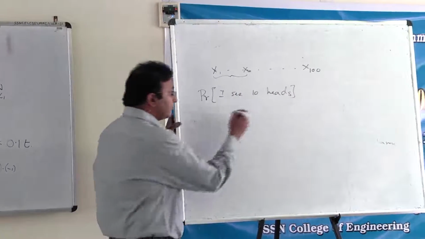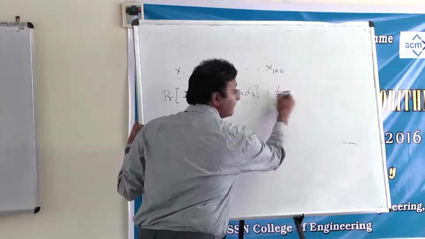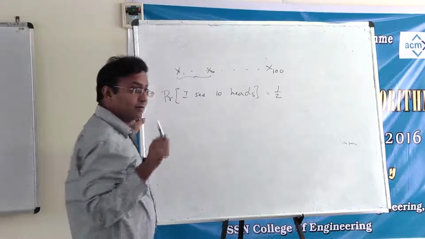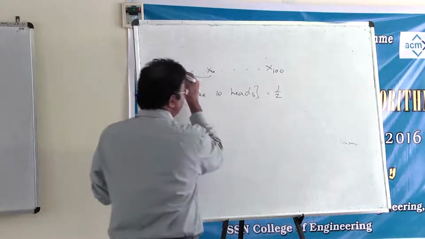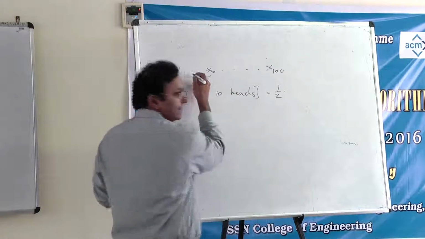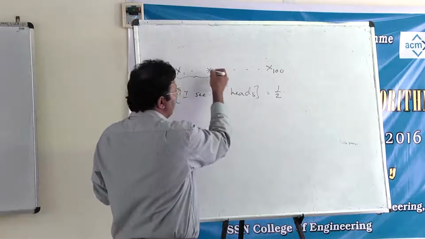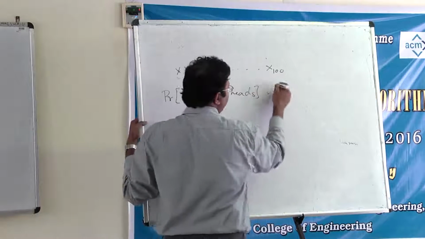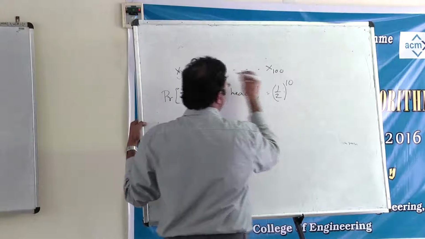One by 2 power 10. Okay, so the first one is head: 1 by 2. The second one is head: 1 by 2. The 10th one is head: 1 by 2. Okay, that's for 10. What is the 11th one?